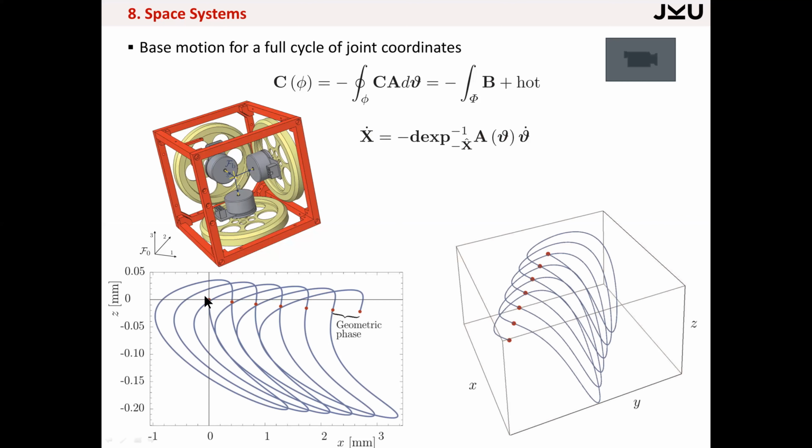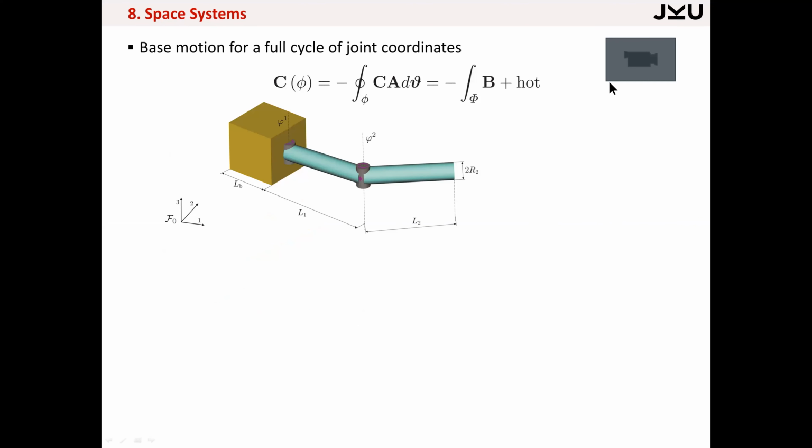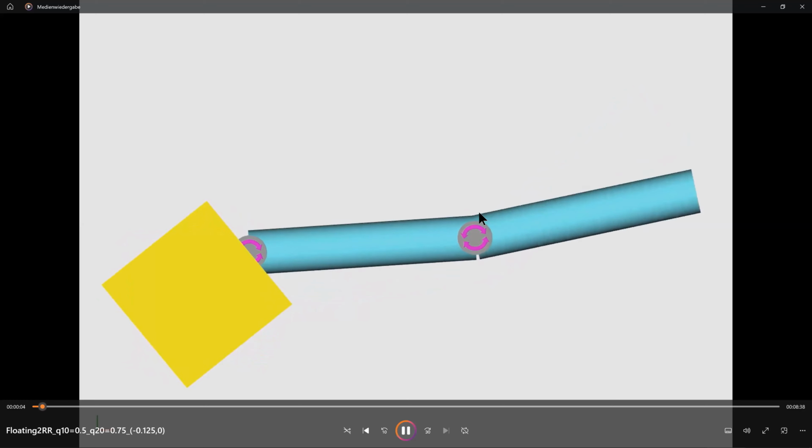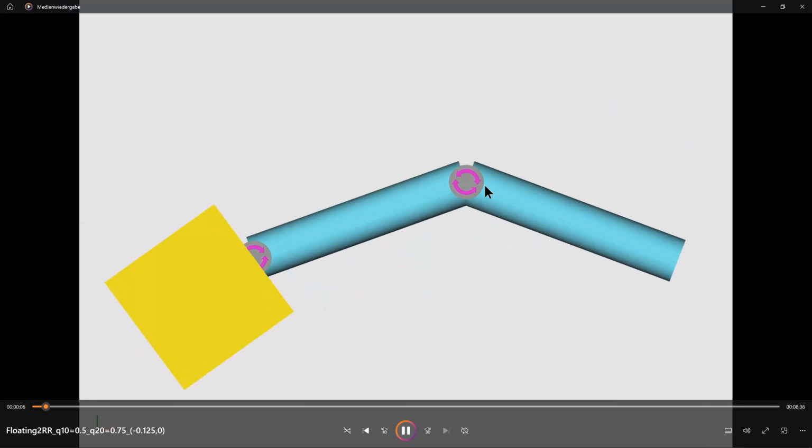So what you see here is the change of the base frame after one full cycle rotation. And you see it is moving, and this allows you, for example, for this space robot, to reconfigure, to change the pose of that robot. You see what we have here, just cyclic motions up and down of the arm.